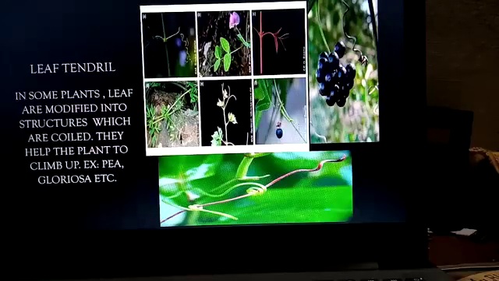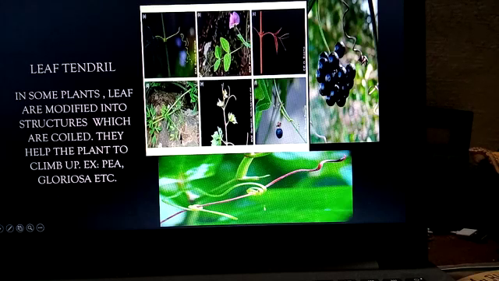Coming to the third one, leaf tendril. So tendrils, as we discussed there, are nothing but the coiled structures. So in some plants, the leaf are modified into structures which are coiled. They coil just like a spring, they look like. And what is the function of these springs? They help the plant to climb up. They are helping the plant to climb up.